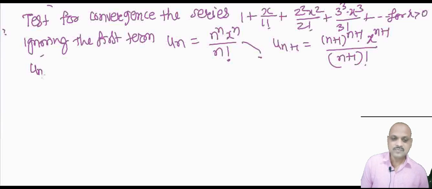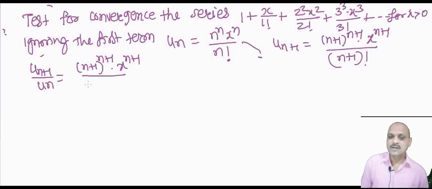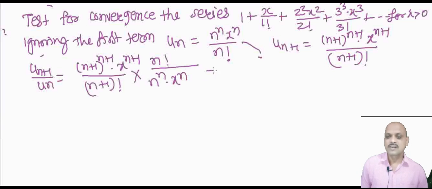Now, u_(n+1) divided by u_n equals (n+1) raised to (n+1) into x raised to (n+1) divided by (n+1) factorial, into the reciprocal of u_n, which is n factorial divided by n raised to n into x raised to n. Now let us simplify this.